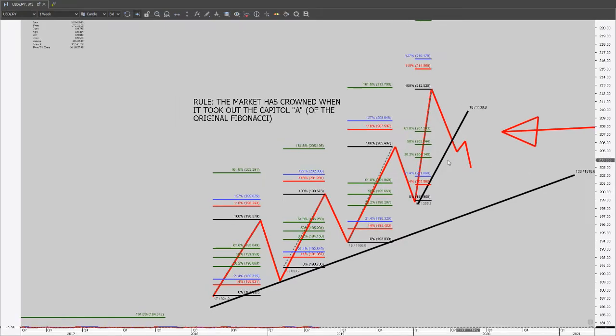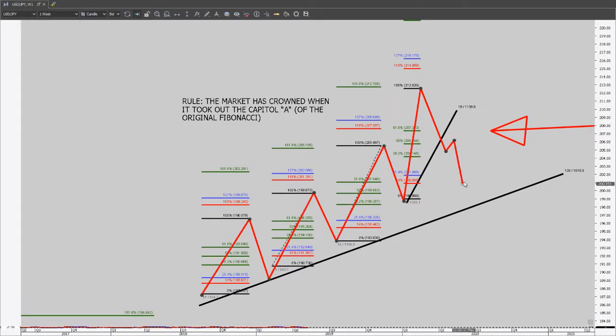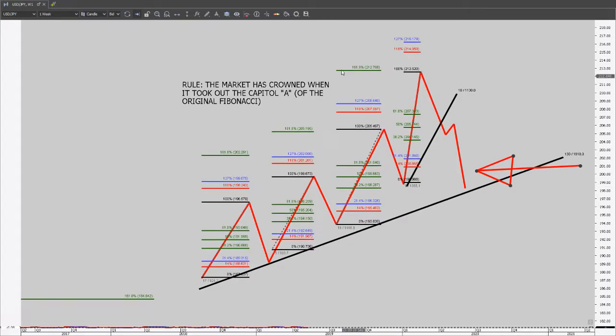Okay, now if the market takes out the A, now it has crowned big time, right? Big time. Why big time? Well, this is the left tip, this is the center tip. So I'm going to show you in just a second.